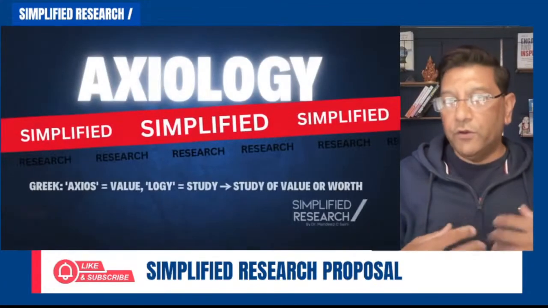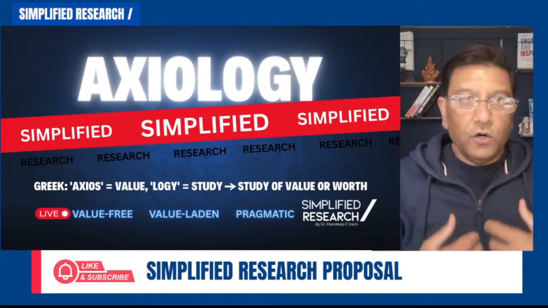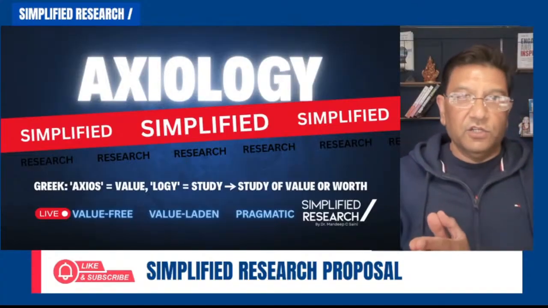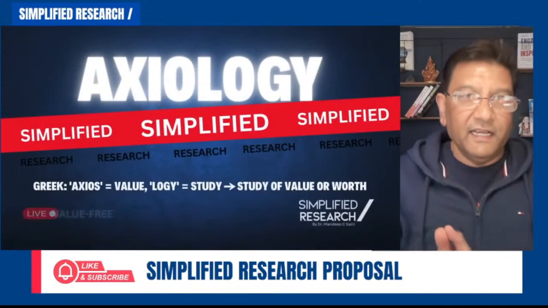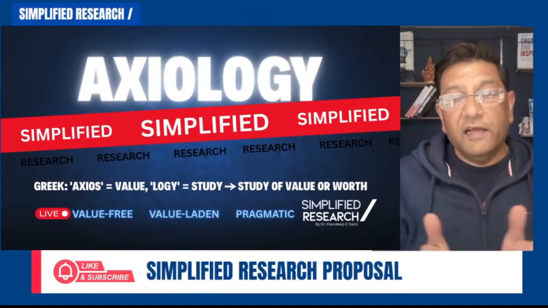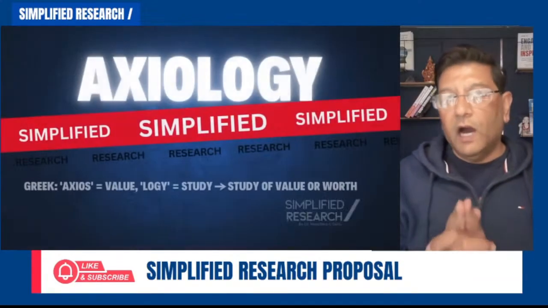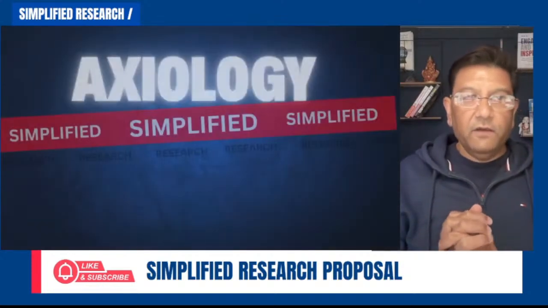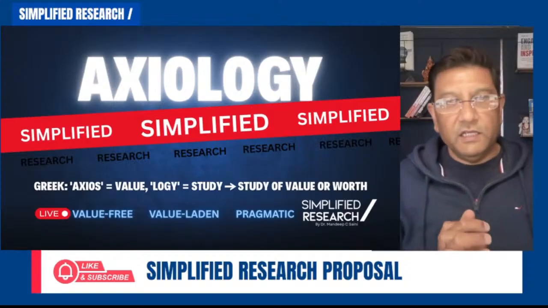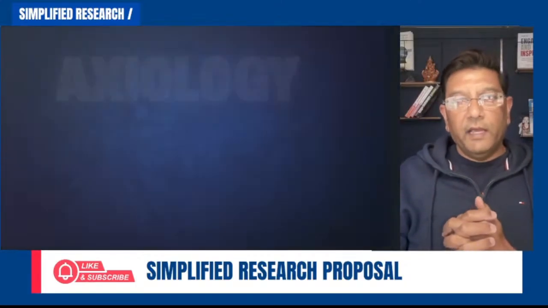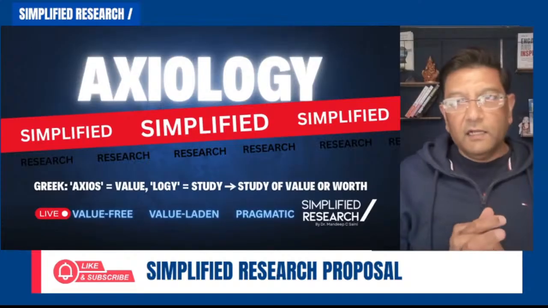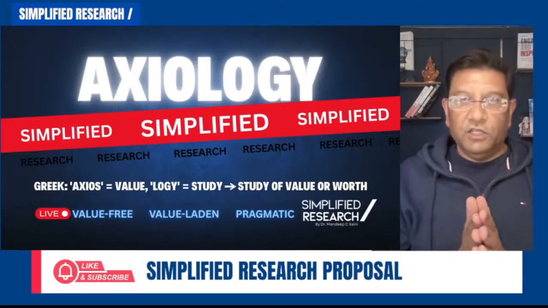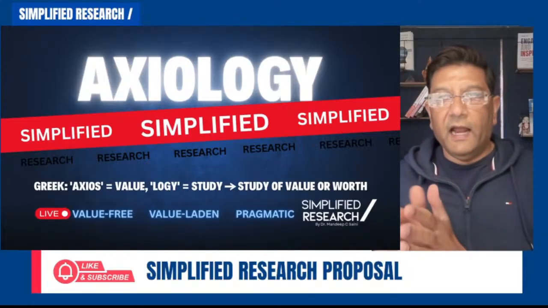So your value, your own understanding, your own knowledge is guiding your research, is navigating towards the desired outcome. So which means you are putting your own value into it. But in many of the research, what we try to do is make it value free. Now there are three different elements in axiology, which is value free, value laden, and pragmatic.